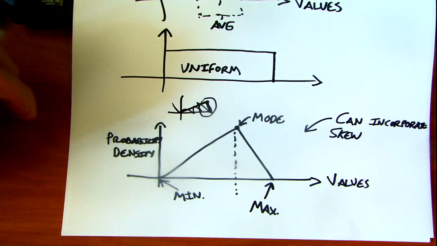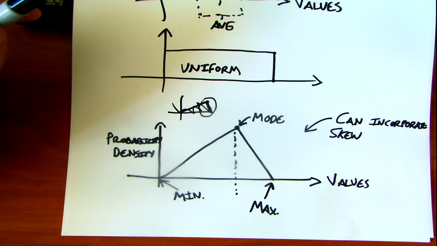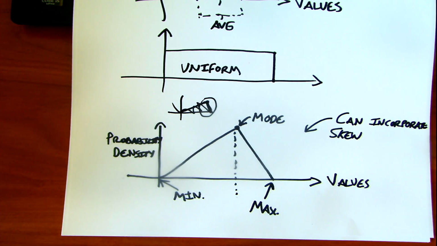So this is a nice first-order approximation that you can use if you have a bunch of downhole data and you need to be able to model it somehow so that you can make simulations or otherwise make decisions based on that. All right.